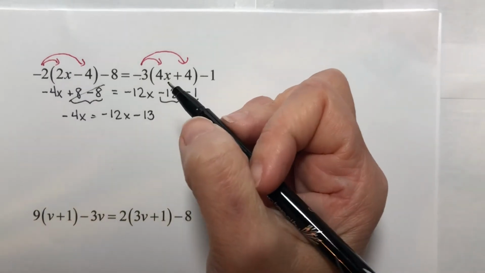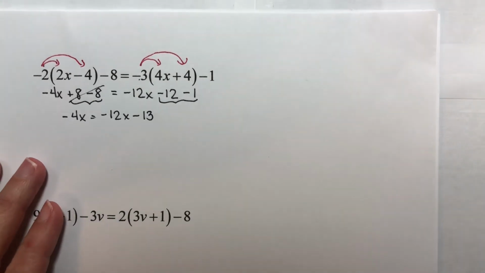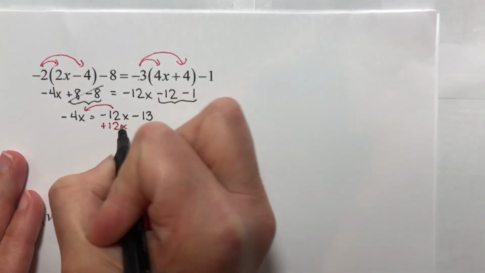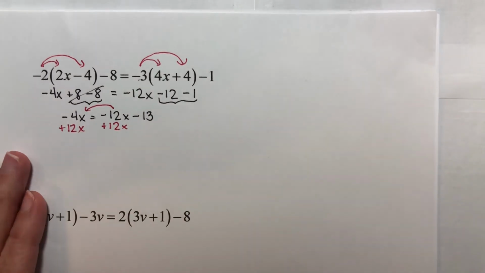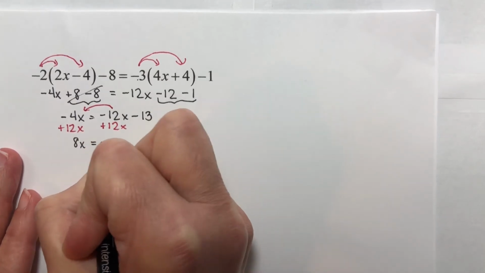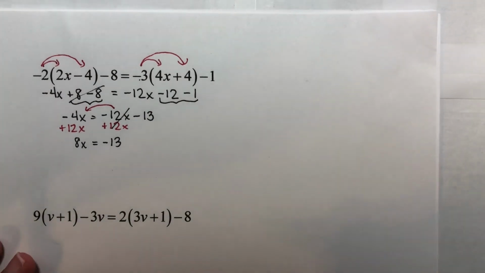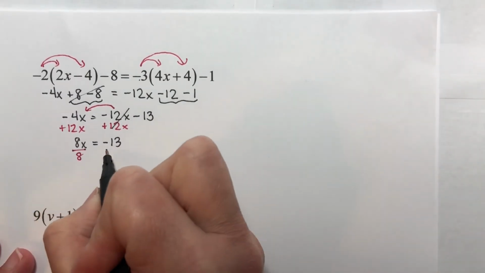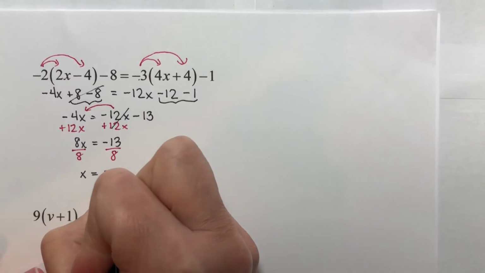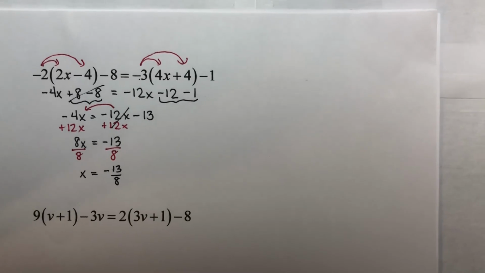Okay. Now we want to get our x's together on one side and our constant on the other. So I am going to move this 12x over to the left by adding 12x to both sides. Negative 4x plus 12x would be 8x is equal to negative 13 because that canceled. And now to get rid of the 8, we divide both sides by 8. And we get that x equals negative 13 8ths. That is in lowest terms. That is our solution.